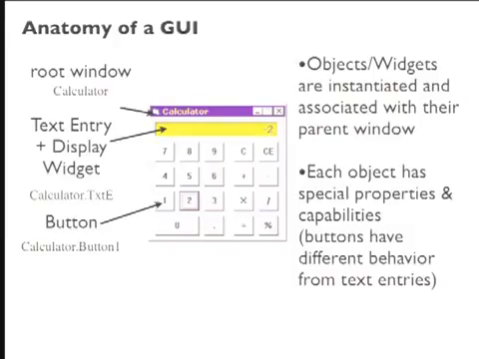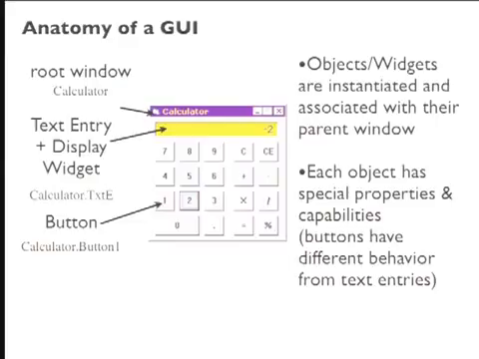Inside of that root window will be a bunch of different widgets. Some of those widgets may be displays, so it's just showing you the value of what you just pressed, or they may be things like buttons, or maybe title bars. Everything within that window, when you create it, needs to get constructed and placed with respect to each other. They are instantiated and they are associated with their parent window. So when I create a button, I say this button has to belong to this window. And then I have to decide where I'm going to put that button with respect to everything else, and that's called a geometry manager.